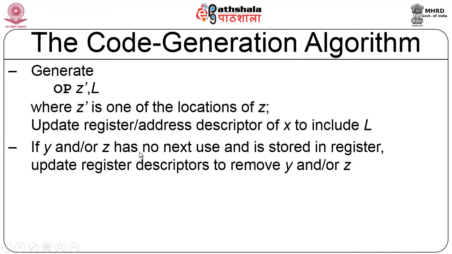So supposing I am computing Y operator Z, right? The result will now be in a register which has the value which is to be put into X. Now if we also have the next use information given to the code generation algorithm, that is looked upon to check whether there is an immediate next use for Y and Z. If there is not, then we will update the register descriptor and address descriptor contents such that Y and Z are no longer going to be available in the register.